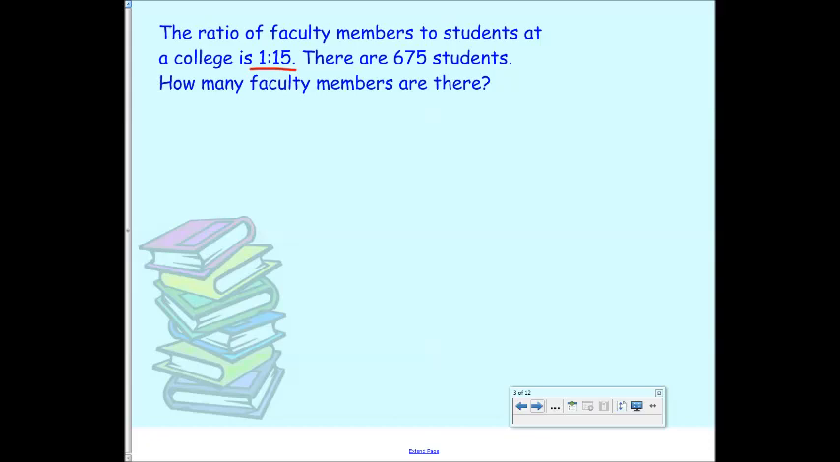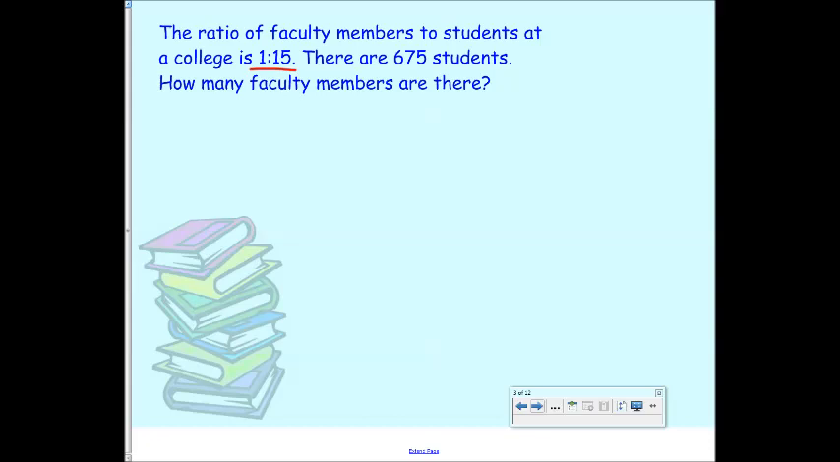675. So how could you then figure out how many faculty members there are? Ray, what do you think? Okay, so you're going to want to do something where you divide 15 into 675. We're going to do this by setting up a proportion. Does anybody know what a proportion is? Or if you've heard of a proportion?